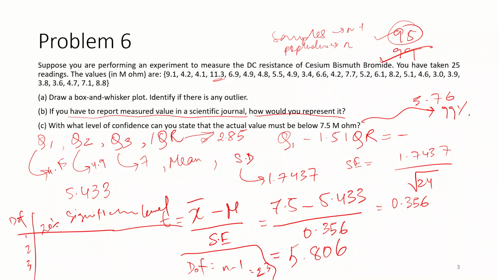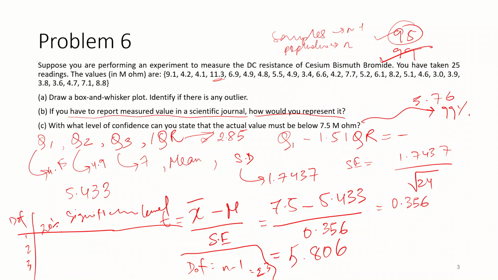Okay, sir. Here you told that the degree of freedom is 23 for this problem. How has 23 come? For the t-test, it is n minus 1. Excluding the outlier, the sample was 24, and then n minus 1.